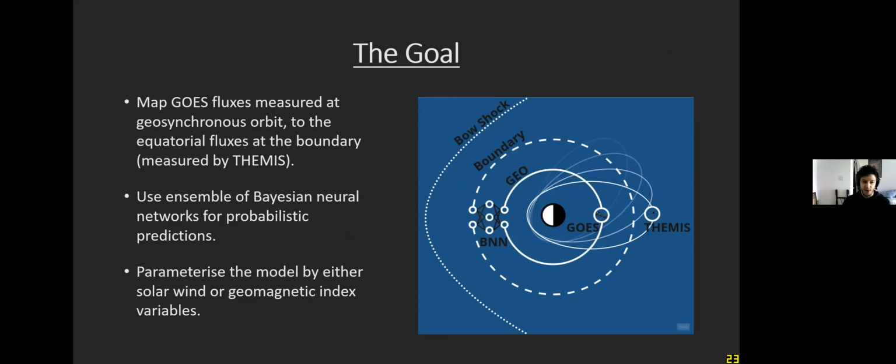So yeah, as I said, the goal here is to essentially take data that we have of electron fluxes. In our case, that's GOES data, which is in geosynchronous orbit, and map those fluxes to the boundary location, which we take data from using Themis, like Jacob described there, which crosses through this boundary over time. On top of just doing this mapping, we're going to parameterize it either by solar wind variables or geomagnetic indices. And we're going to train our neural networks to map between these data and tell us what the boundary is doing on a sort of real-time basis.